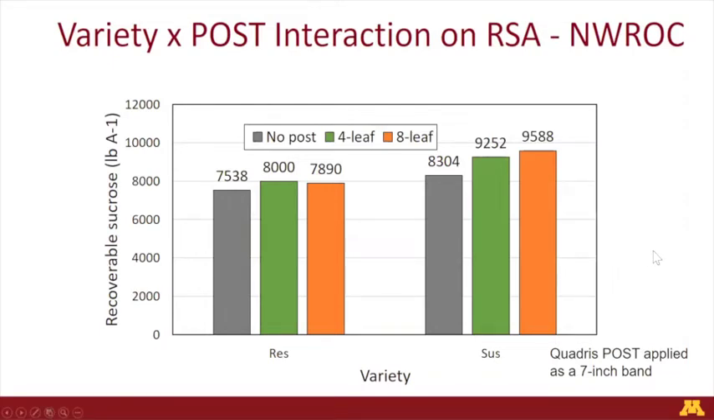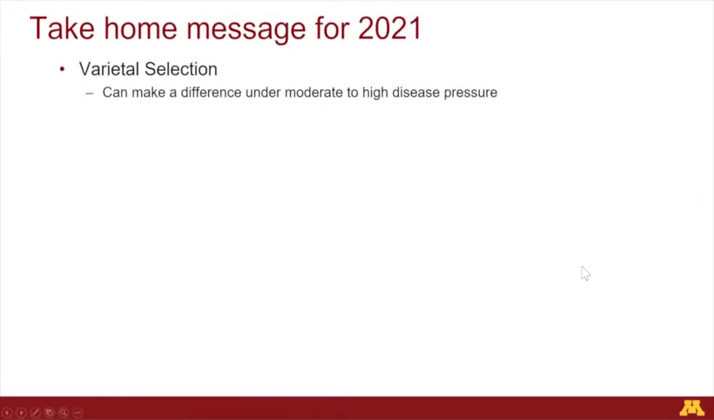The same thing was observed in 2019. So typically I see the response from a post application whenever July and August are a little bit on the wet side and the conditions are favorable for rhizoctonia development. With that, the take home message for 2021, the varieties: I think 75% of you said you're using a specialty variety for rhizoctonia. It will pay off, especially if you have moderate to high disease pressure, but don't expect to see much benefit if you have low to moderate pressure.